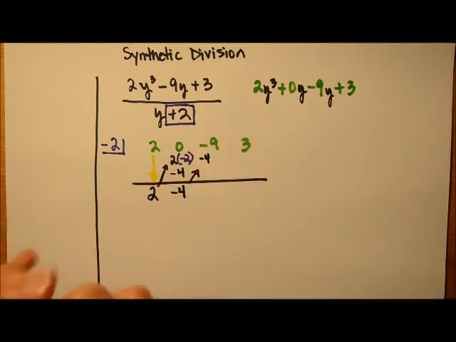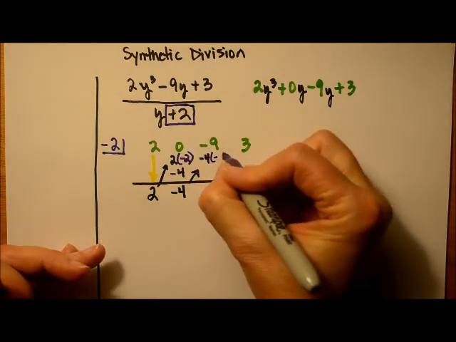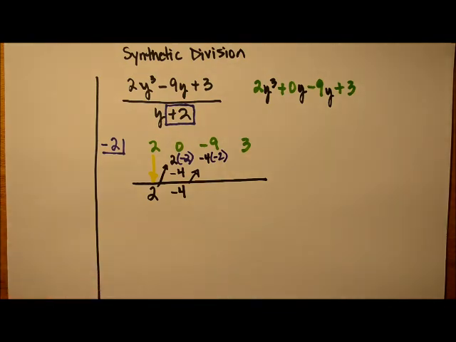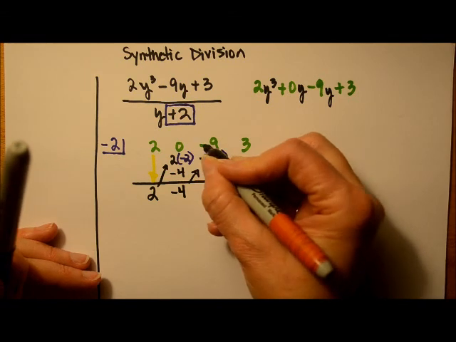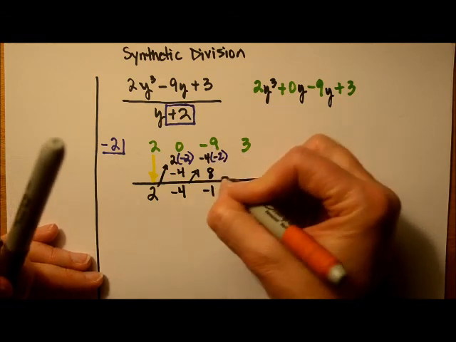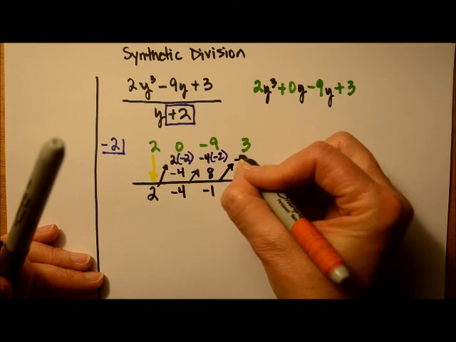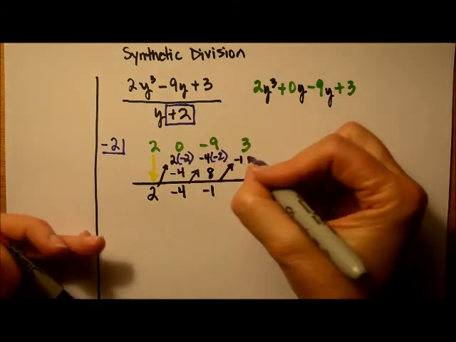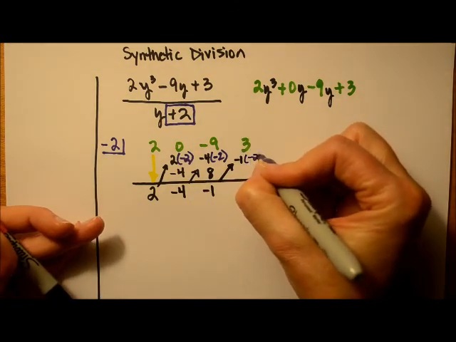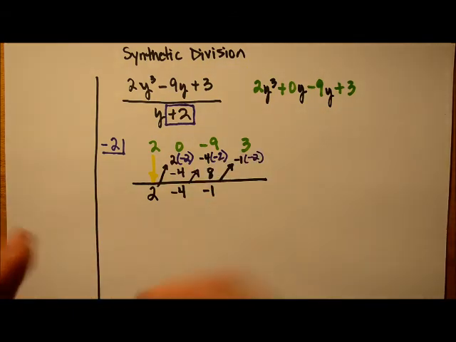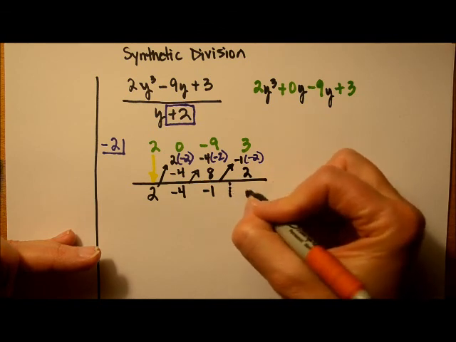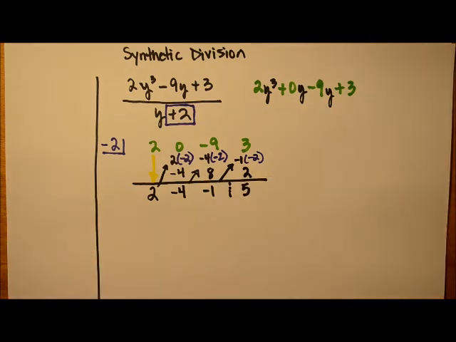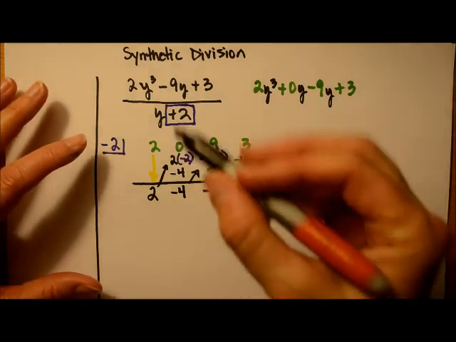I have -4. I'm going to multiply it by c, -2. I get a new number. It's 8. -9 plus 8 is -1. I'm going to bring up that -1. Multiply it again by my c, or that thing in purple. I get a new number. The new number is 2. And that last piece is my remainder. My remainder is 5.